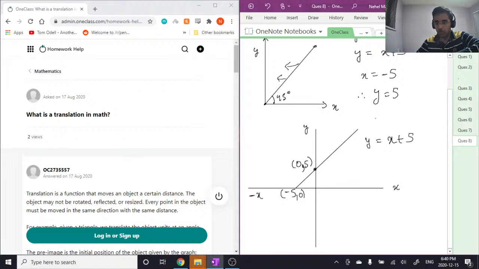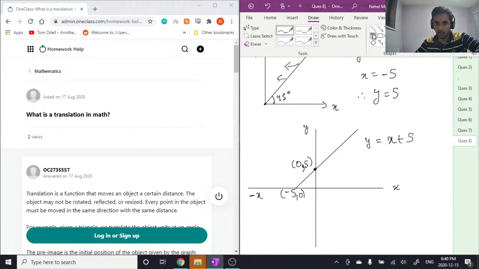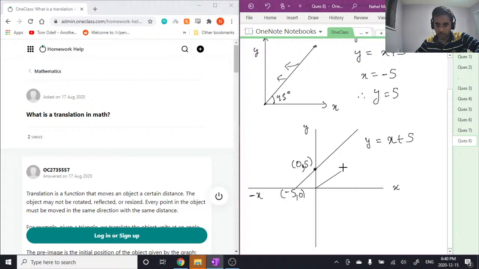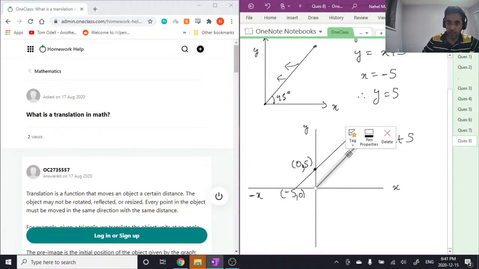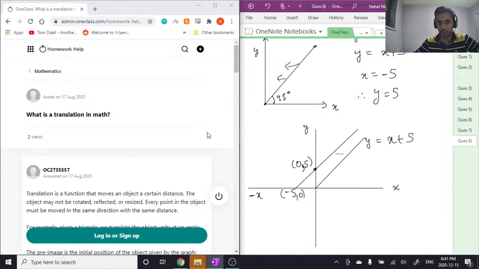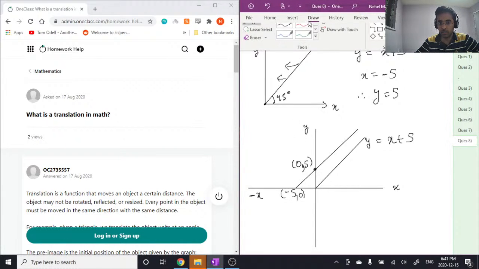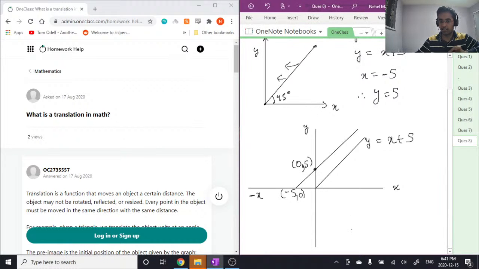Now again, if you wanted to look at what the other function would look like, that would still be somewhere here. It would still make a 45-degree angle. It's just that we have translated it to the left hand side to get to our new function. This has moved to the left hand side in order to give a certain function. So that's essentially what translation is.